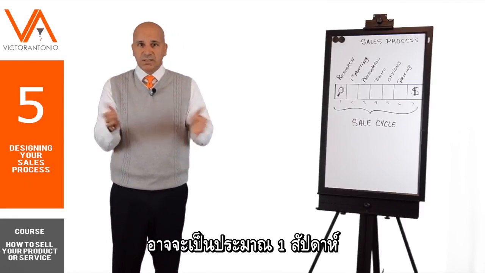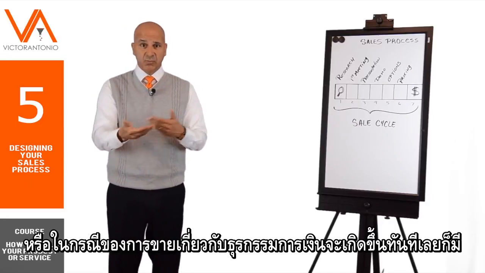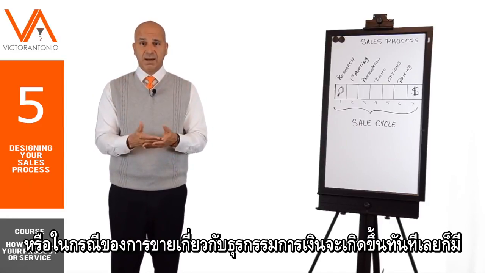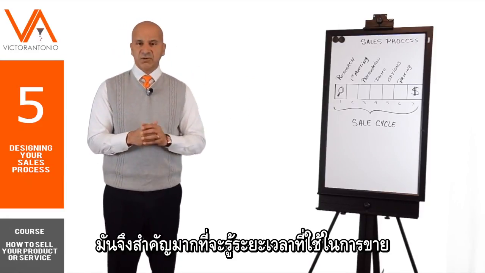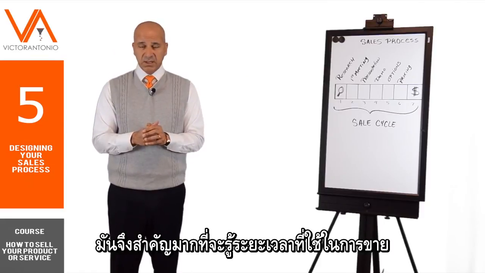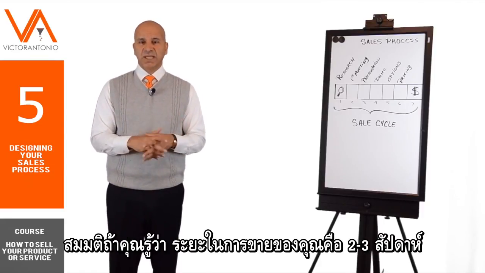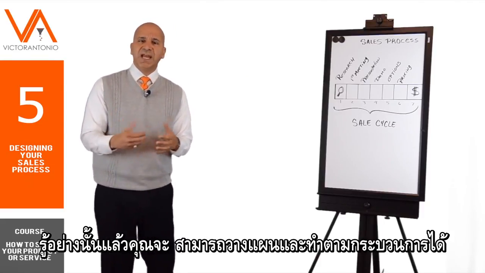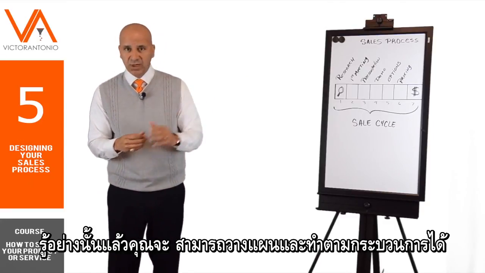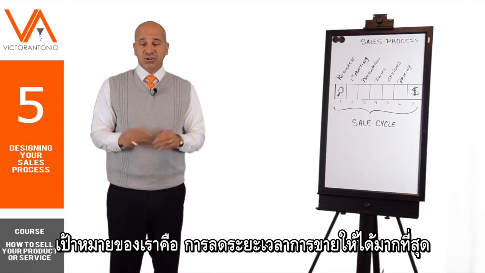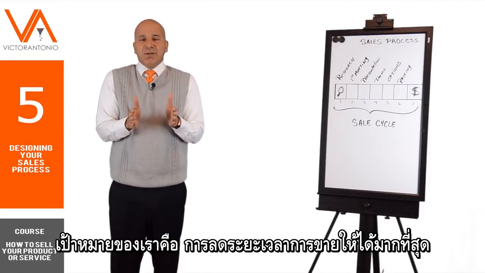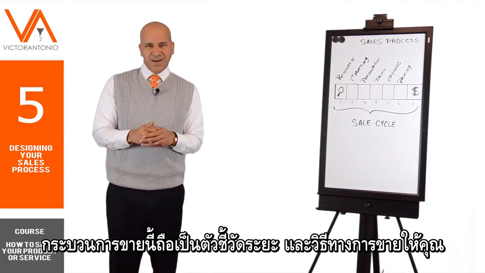Now, let's say it takes a week. In some cases, it may be a transactional sale, which just happens right there. But let's say you sell some type of software that really requires more than one decision maker. Well, knowing how long the sales cycle takes is very important. Because if you know that your sales cycle takes 2 to 3 weeks, then you can plan for that. And then you can, again, work the process according to that sales cycle. And what is our goal? Our goal is to always shorten the sales cycle because that increases the amount of sales we have.